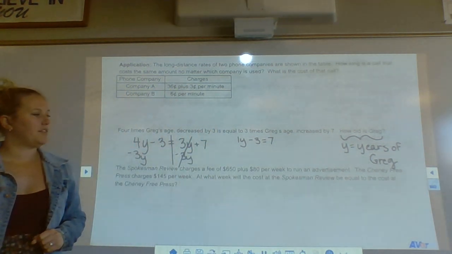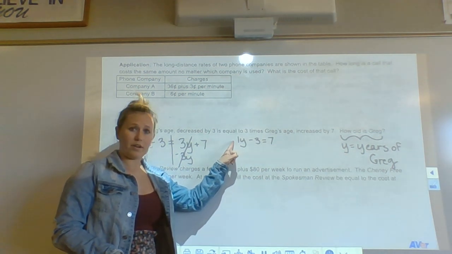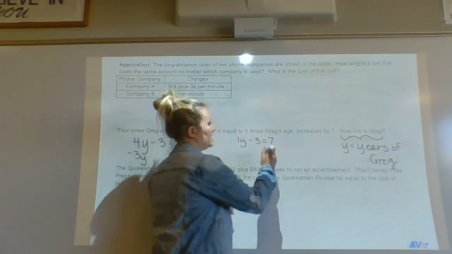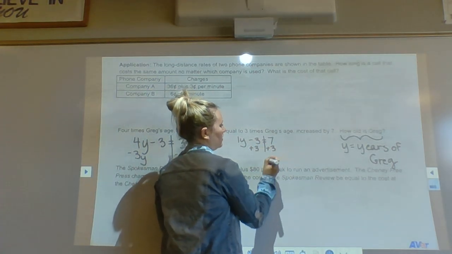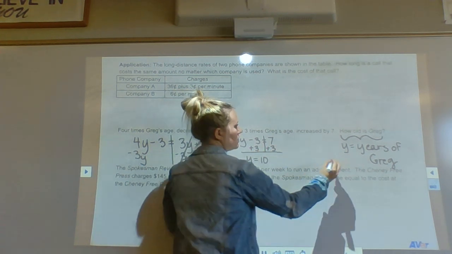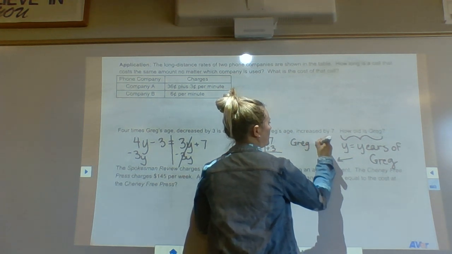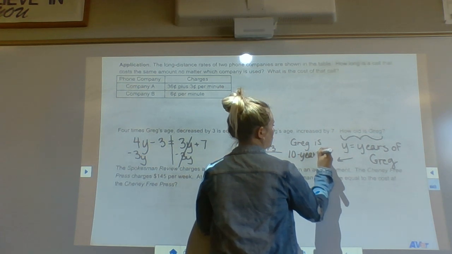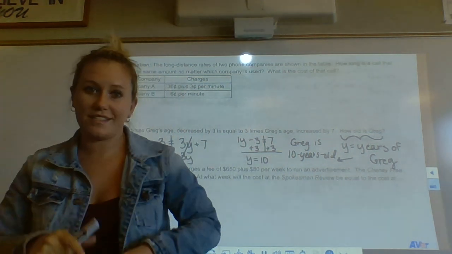Okay. And then the last step is I need to get y by itself. We don't care about that 1 there. That's fine. So we just need to get rid of that minus 3. How do we undo minus 3? We add 3. So y is 10. So Greg is 10 years old. All right, you guys try the last one.